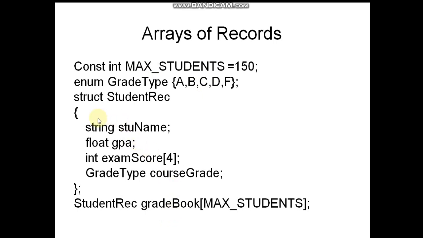Now we declare a grade book, which is a structured variable of student rec type, comprising of 150 students, as max student is a constant we have already defined here with a value of 150. So this is a variable which is a record type, as we have declared it as an array.